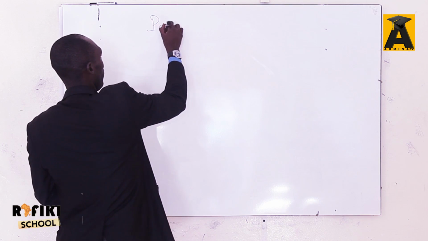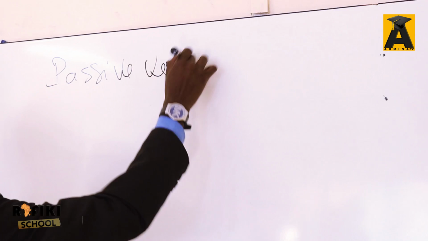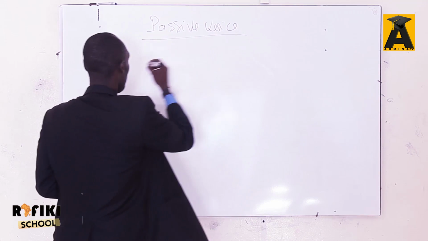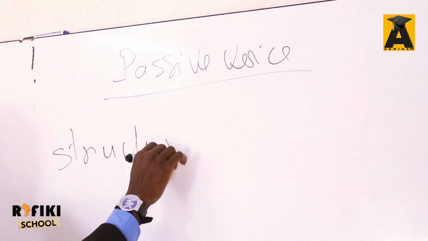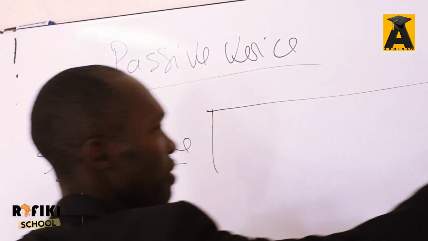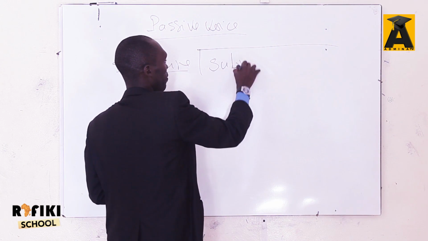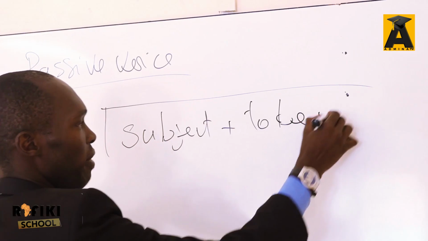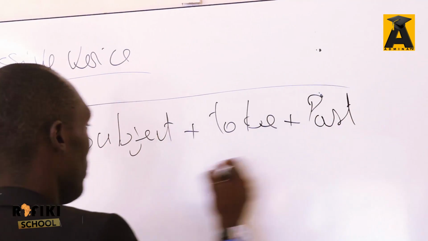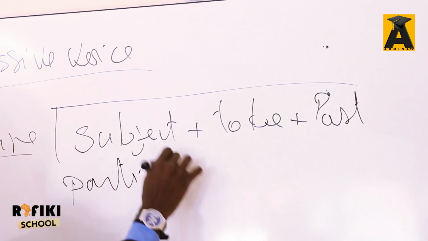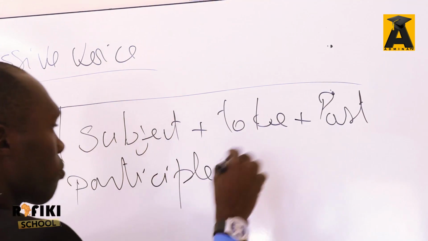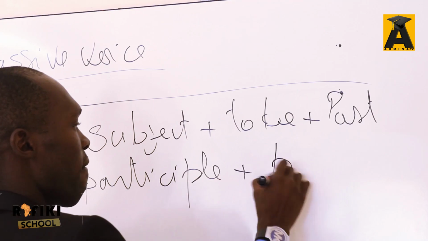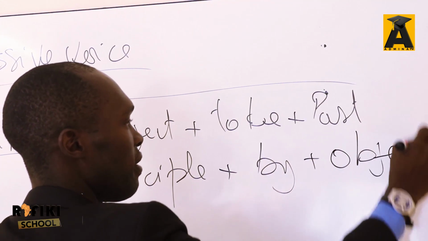Passive voice. Let me write it here. The passive voice. How can we turn a sentence from the active voice to the passive voice? So I give you first the structure. What is the structure of a passive voice? So you have the subject plus to be plus the past participle of the first verb plus by, plus object. This is a rule.